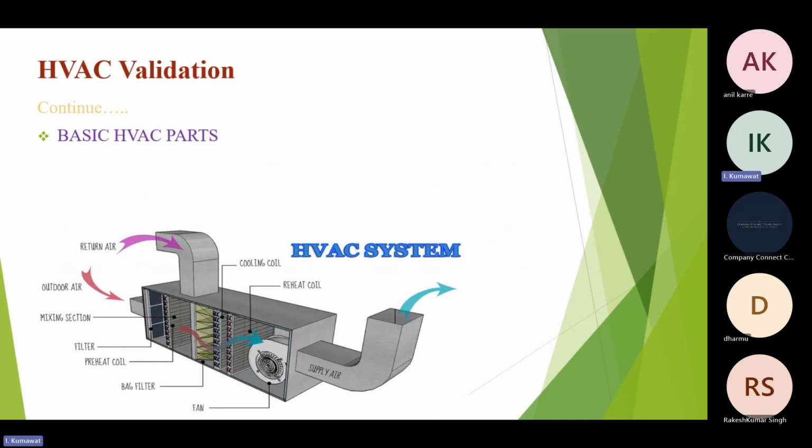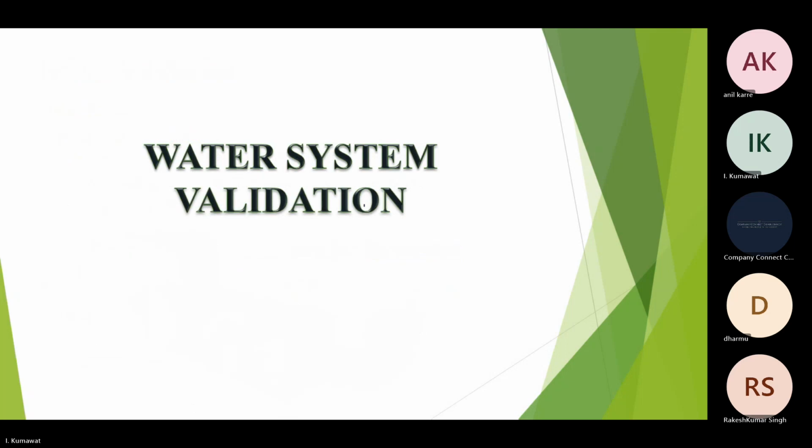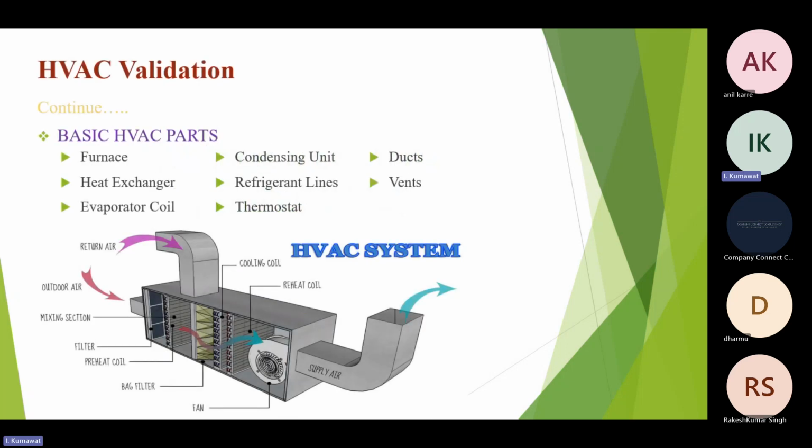What are the basic parts of the HVAC system? The basic parts are the furnace, that is the heating unit, the heat exchanger unit, evaporator coil, condensing unit, refrigerant lines, thermostat, duct, and vent. All of these we will discuss in depth during further classes. Do you have any questions with respect to the HVAC system? You can ask.